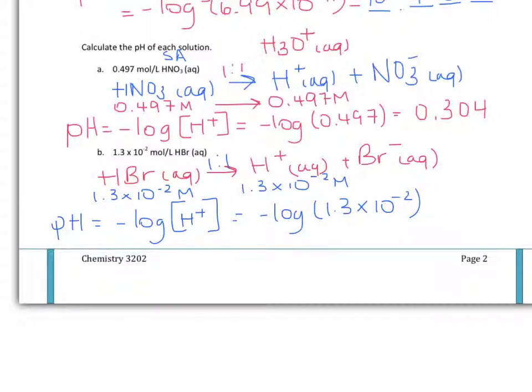Ask yourself, how many significant figures does this concentration have? And you should see that it has 2 significant figures. So you can plug this in on your calculator and make sure you give the pH to 2 decimal places. And when you do, you get 1.87. Again, a strong acid concentration of 1.3 times 10 to the negative 2 has the pH fall between 0 and 2.